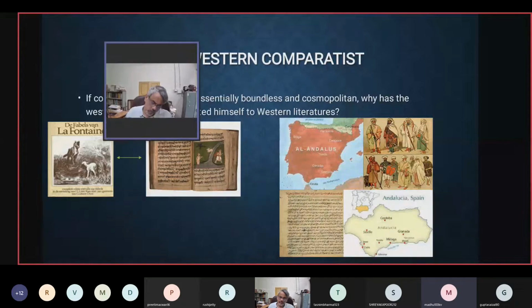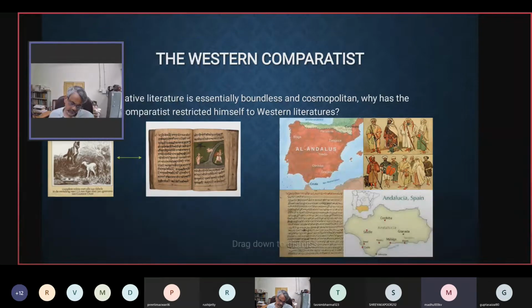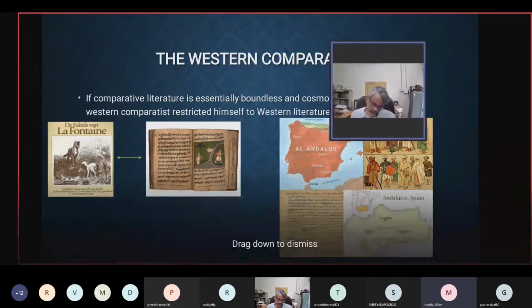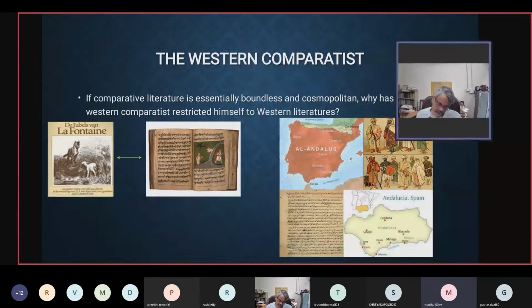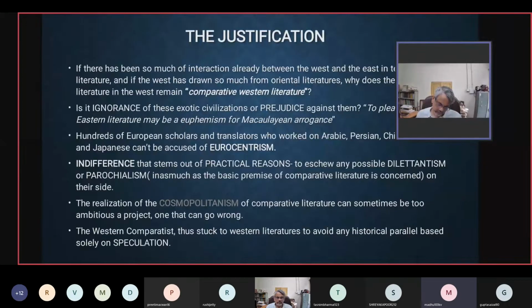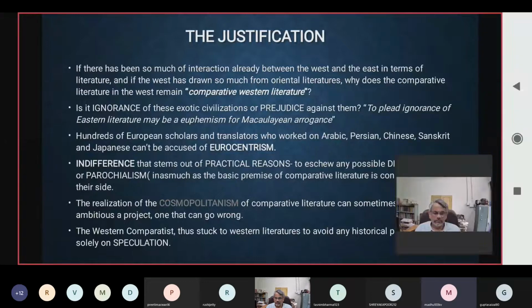And on the right-hand side, I've shown a map of Andalusia in Spain, which earlier was called Al-Andalus. And Cordoba in Al-Andalus was actually the center of Arabic literary studies. So Arabic and Persian and Sanskrit had found their way to European literature far before they were ready to acknowledge it. Then why is the Western comparatist not willing to talk about Oriental literature? And the answer Shishir Kumar Das gives is that it was not ignorance, because to plead ignorance of Eastern literature may be a euphemism for Macaulayan arrogance.